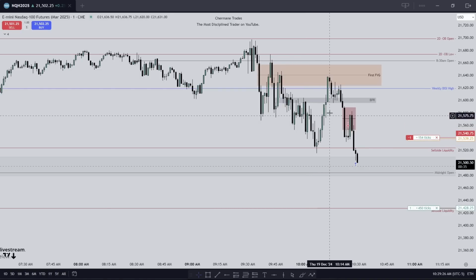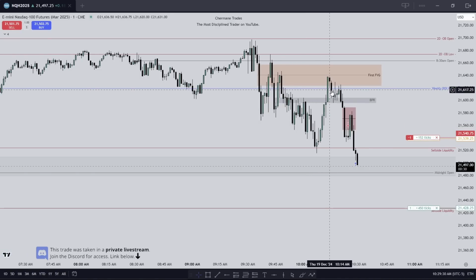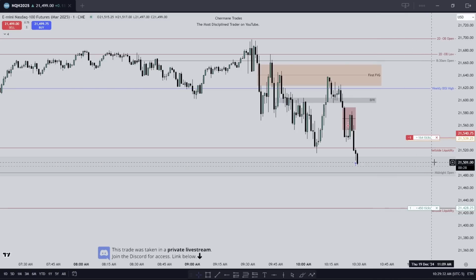So I don't care about this displacement. We said this fair value gap was suspect. Don't trust it. The new week opening gap was the draw.